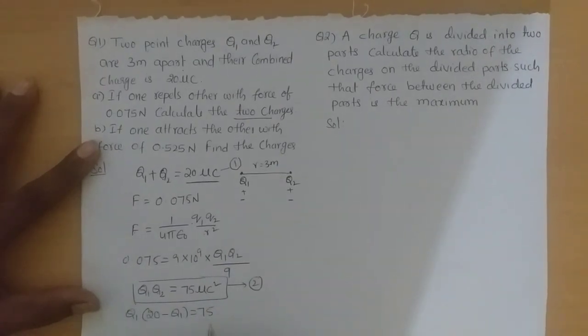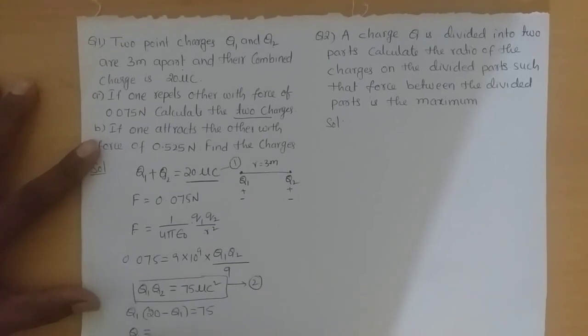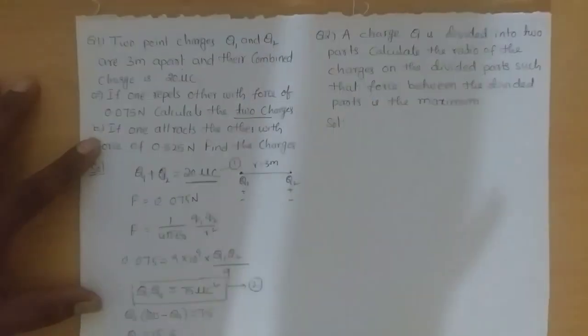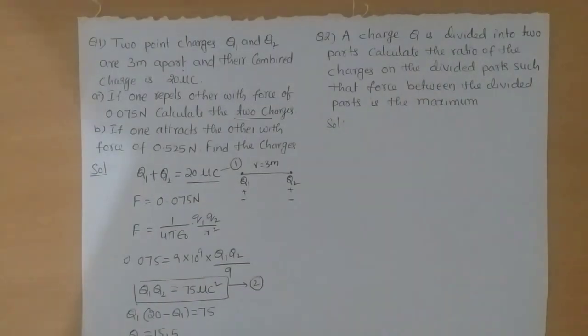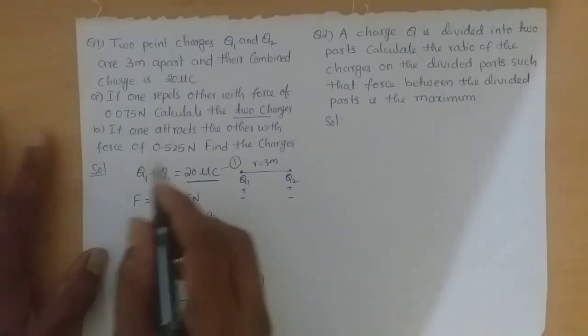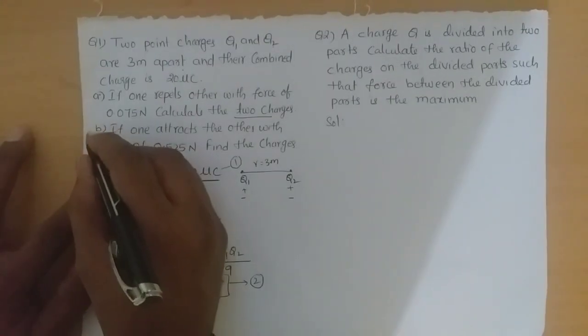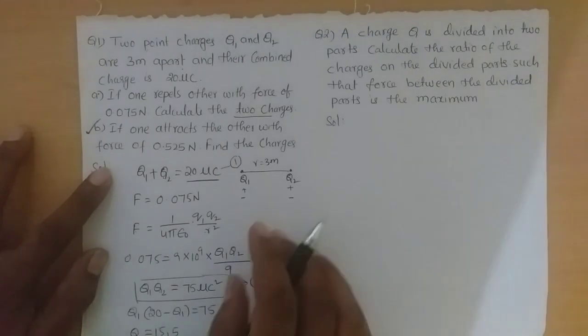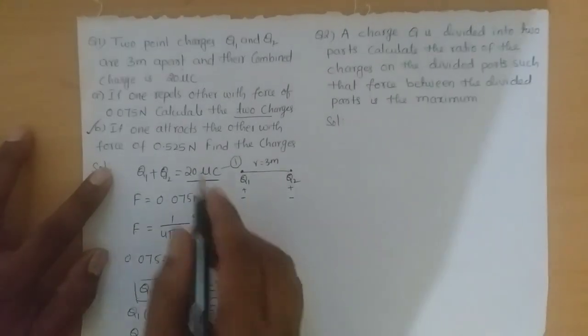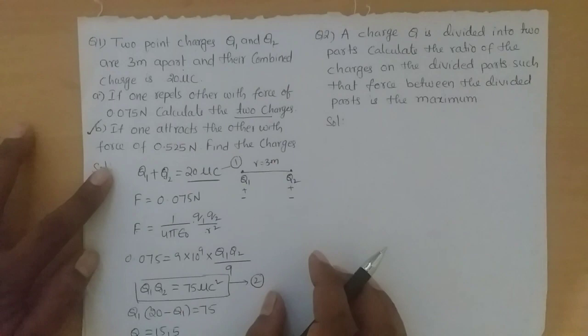Now simplify this and we will get q1 equal to 15 or 5 microcoulombs. If q1 is 15, then q2 equals 5. If q1 equals 5, then q2 equals 15. That means both are positive values. Now in the same manner you have to do part B also. Try it and post the answer in the comment section. Do the problem the same way.